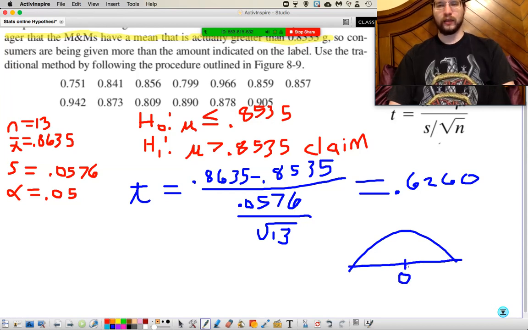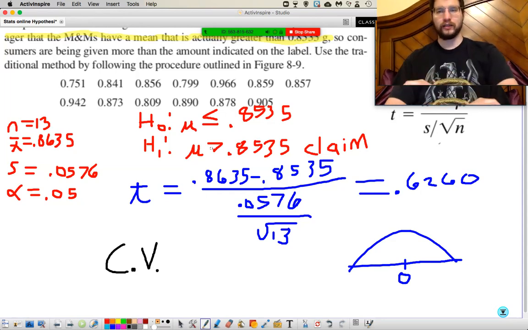Again, 0 is going to be in the middle. That's not changing. Our test statistic is this. We need to get our critical values. I'll put them this color. Look at our tail. It's a right tail, that means a one tail and a positive.